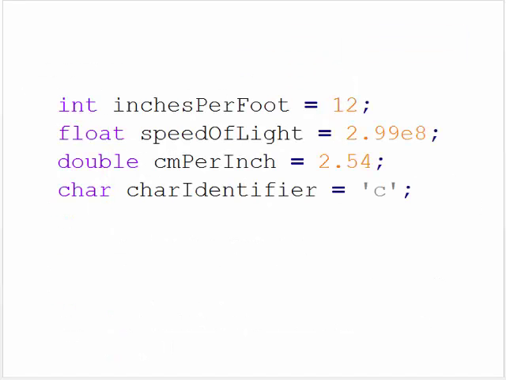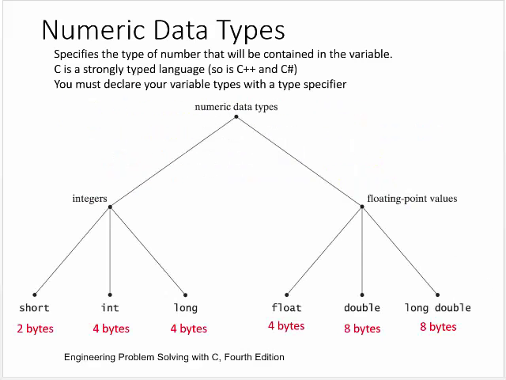So here are some examples. An int doesn't have a decimal point. A float can be expressed in exponential notation, like the speed of light, 2.99 times 10 to the 8th. You can express it that way in your program. A double is double precision. It also has a decimal point and a fractional part, and there's a character example. So just look for a moment at just the numeric data types.